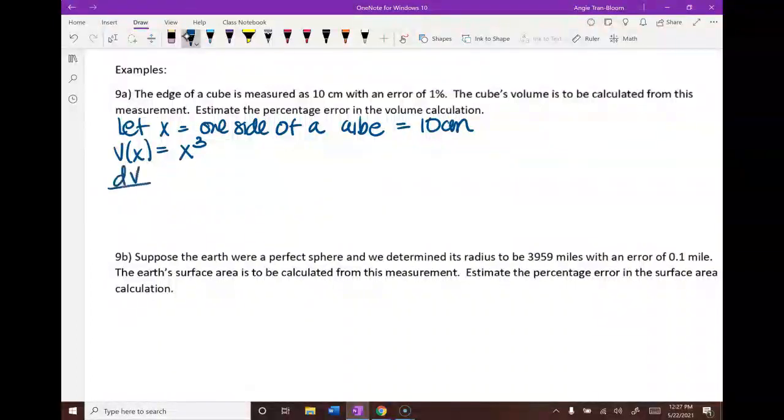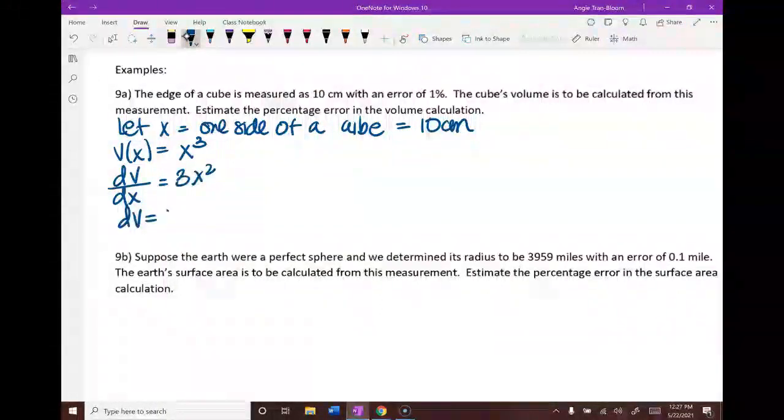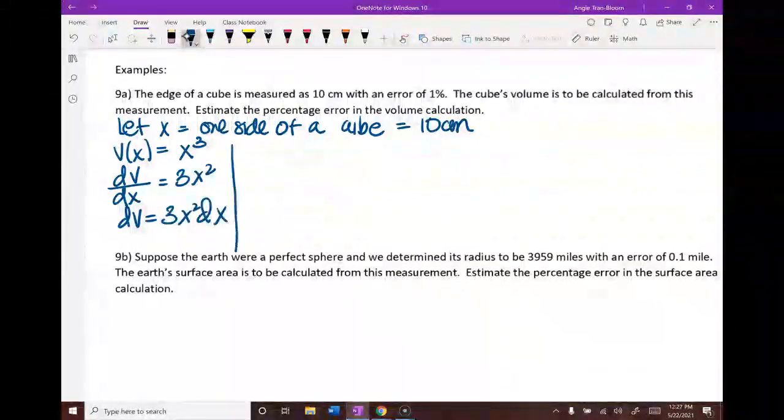Well, let's find the derivative with respect to x. So this is the change in volume with the change in the one side. So this is 3x squared. dv represents just the change in volume, so we're going to cross multiply. So now we have 3x squared times dx. This is the change in volume with respect to x, okay?